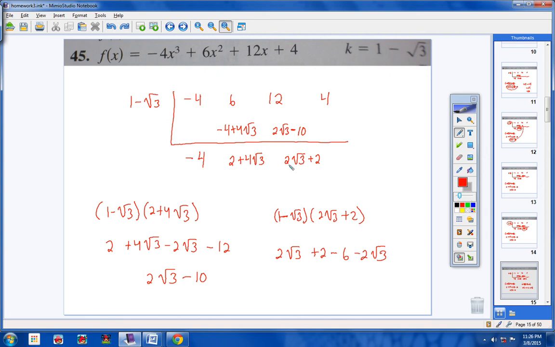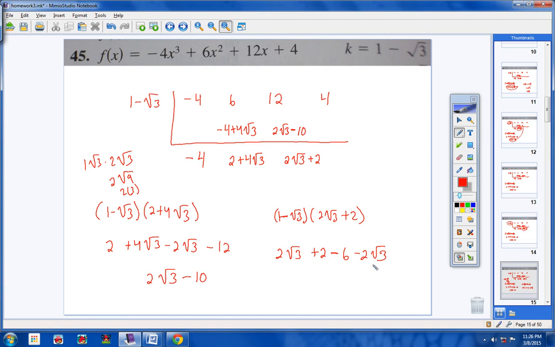Okay? So 1 times 2 square root of 3 is 2 square root of 3. 1 times 2 is 2. Now, negative times a positive is negative. Square root of 3 times 2 square root of 3. Well, that's like 1 square root of 3 times 2 square root of 3. 1 times 2 is 2. 3 times 3 is 9. The square root of 9 is 3. So 2 times 3, which is 6. Now, negative times a positive is negative. Square root of 3 times 2 is 2 square root of 3.